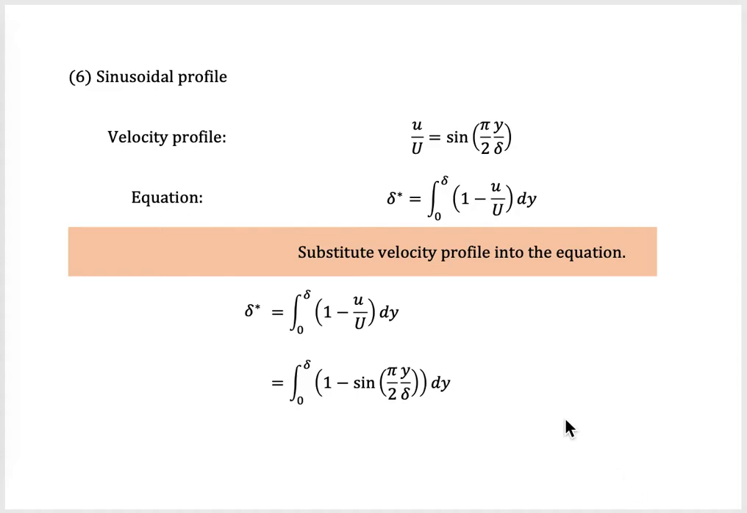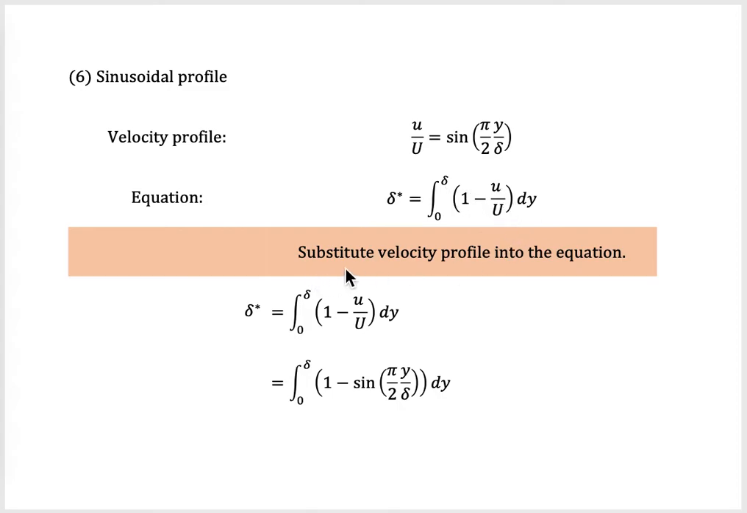This is a tutorial on how to define delta star over delta and theta over delta for a sinusoidal profile. As we know, the sinusoidal profile is u over U equals sine of pi over 2 times y over delta, and this is the equation to define delta star: the integral from 0 to delta of 1 minus u over U dy.